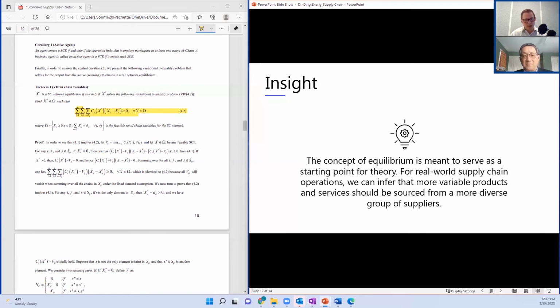So once again, Dr. Zhang, there's a lot of proprietary analysis in this slide also. And how do you feel about this conclusion? Does it make sense to you? Yes.